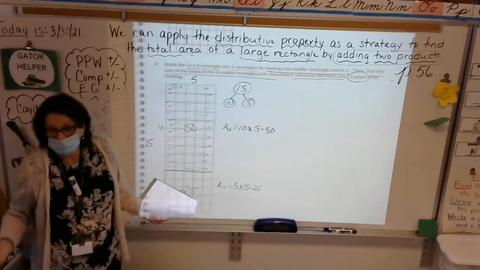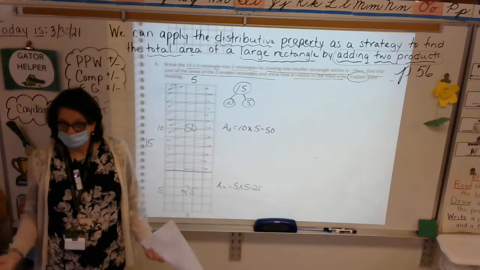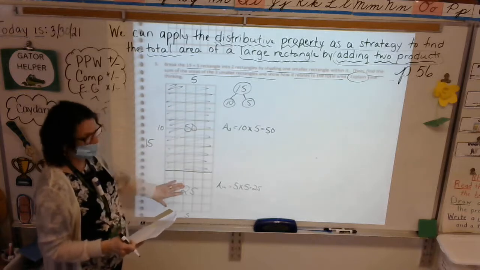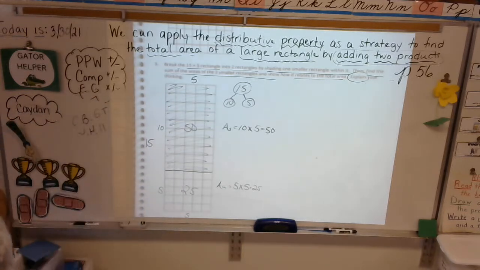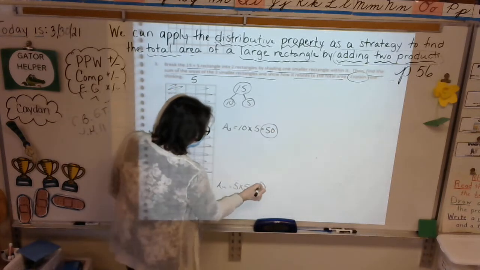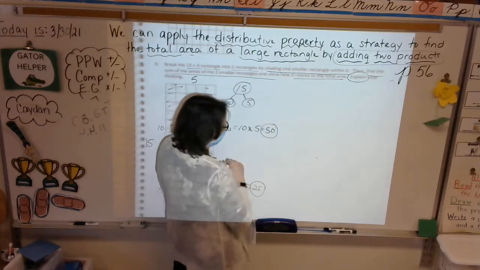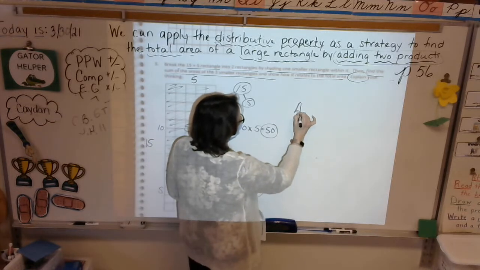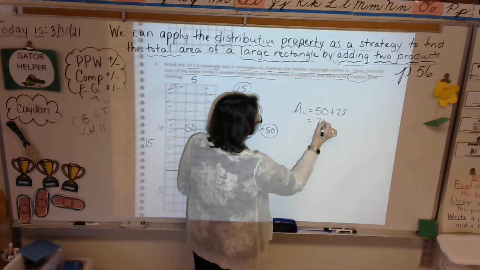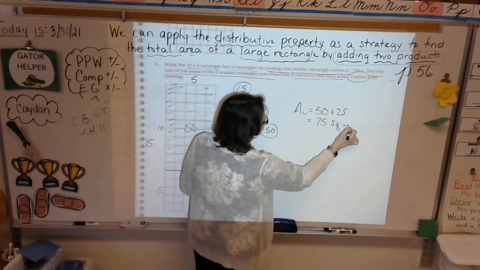How do I get the area of the entire rectangle? What will I do next? Owen, how will I get the area of the entire rectangle? This is 50 and this is 25. Please label those as such. What number sentence will I write for the whole thing? Very good. I'm going to take my two products, just like it says in here, and add them. So the area of the large rectangle will be 50 plus 25, which equals 75 square units.